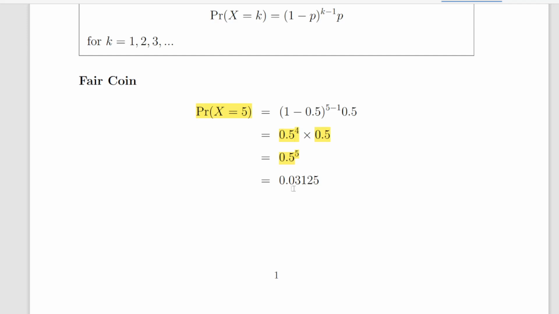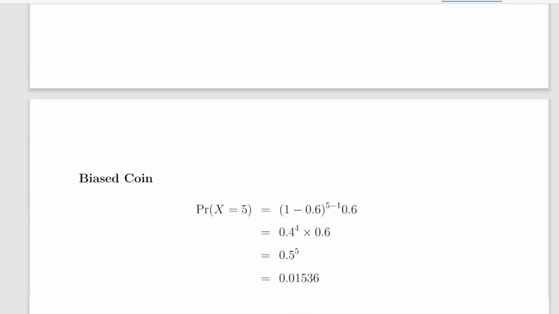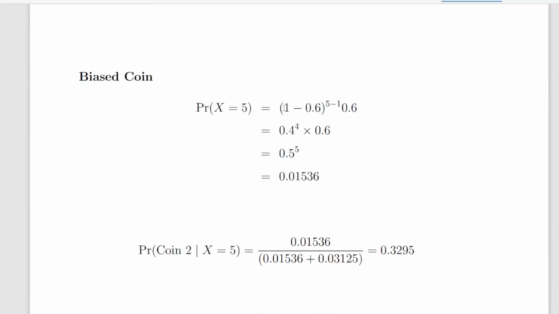That is 0.03125. Okay, so for the biased coin, the probability of X equal to 5 equals (1 minus 0.6) to the power of 5 minus 1. So that's 0.4 to the power of 4 times 0.6. So what we end up with is 0.4 to the power of 4 times 0.6. Okay, so you can disregard that, that's a little typo there. So that should work out to be 0.01536. Okay, and you can just disregard that typo.